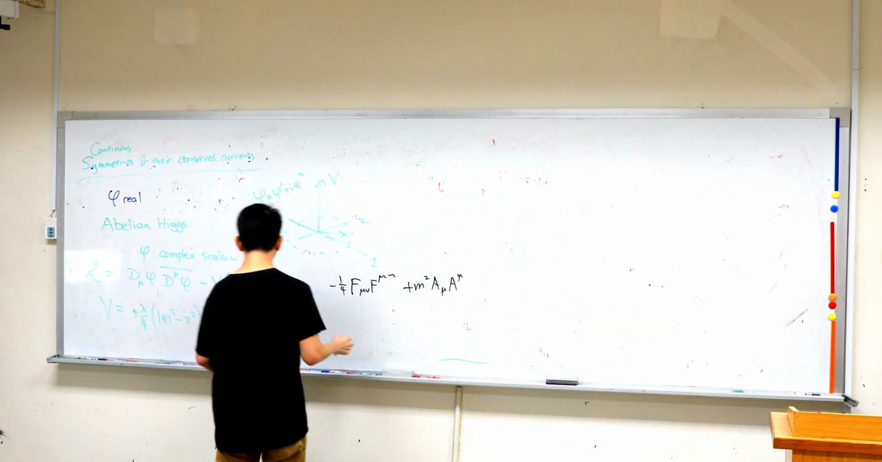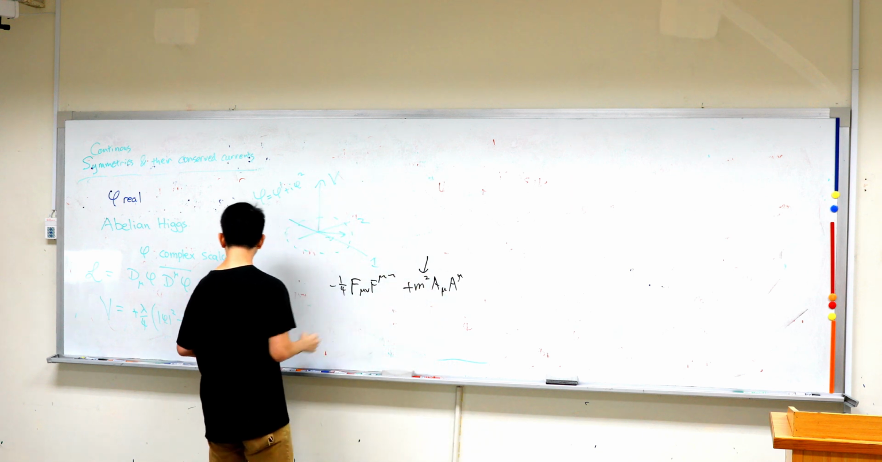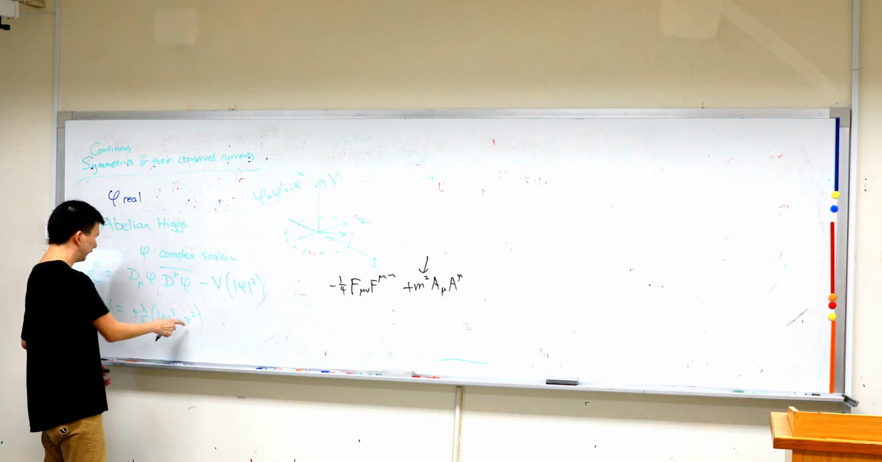You will discover how to read this off. You will find that the m squared will depend on lambda and nu.